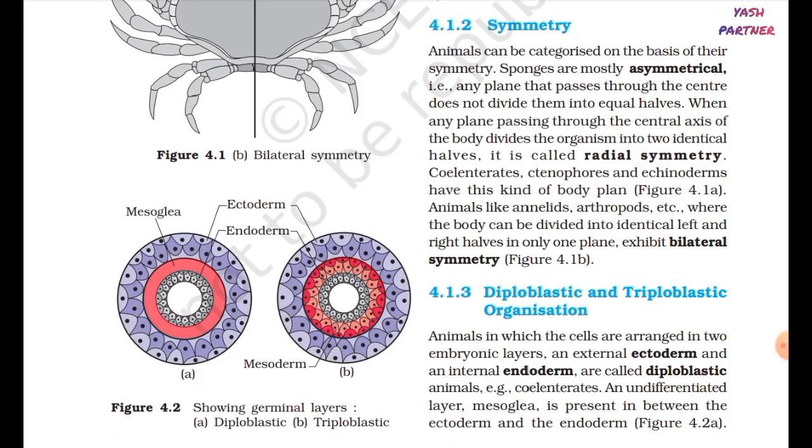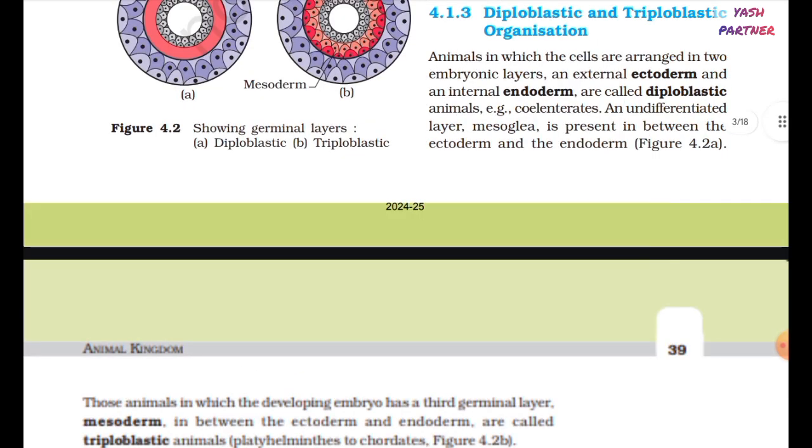4.1.2 Symmetry. Animals can be categorized on the basis of their symmetry. Sponges are mostly asymmetrical, that is, any plane that passes through the center does not divide them into equal halves. When any plane passing through the central axis of the body divides the organism into two identical halves, it is called radial symmetry. Coelenterates, ctenophores, and echinoderms have this kind of body plan. Figure 4.1a. Animals like annelids, arthropods, etc., where the body can be divided into identical left and right halves in only one plane, exhibit bilateral symmetry. Figure 4.1b.